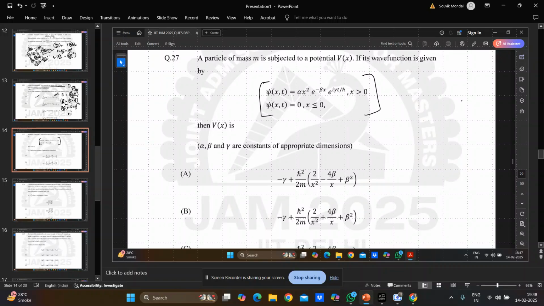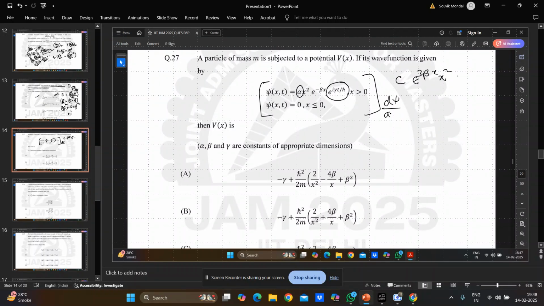You have to guess the potential. So you have to take the second derivative. I am taking this alpha and e to the power gamma t by h cross as a constant c, because it will not affect the derivative. Only the difficult part is e to the power minus 2 beta x by x square. So let's do it carefully.